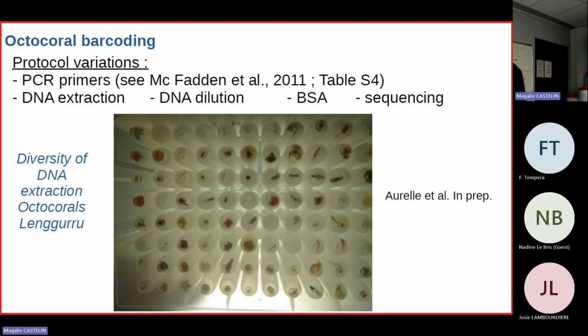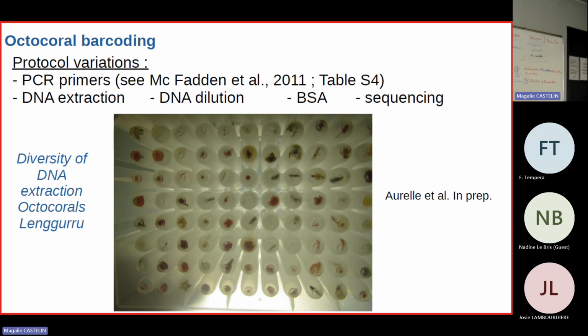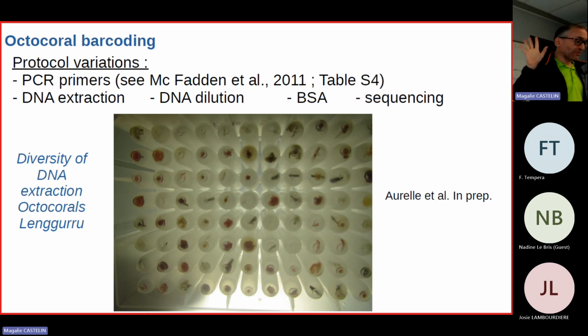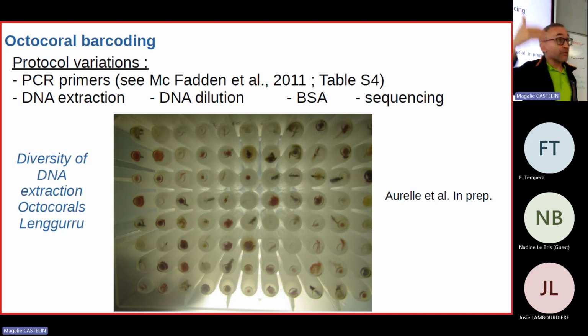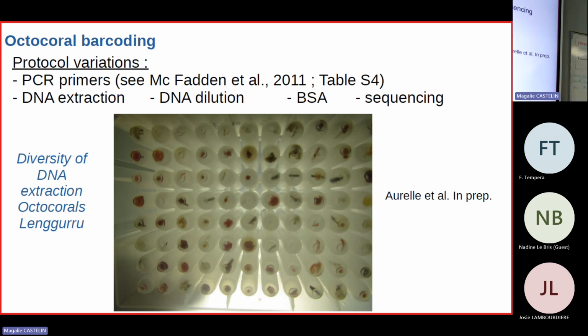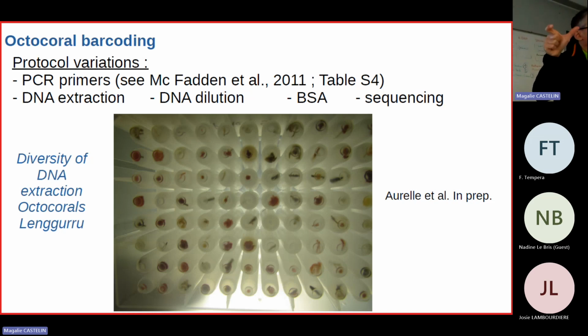Just to mention also briefly that if you use this, you can do some modification of protocols. It's the only place where I will talk about protocol variation, but just to mention that the initial article is also very interesting to look at precisely because you have different primers which are proposed to analyze this locus. That means if one primer pair, which you use in PCR, doesn't work, you can try other ones.